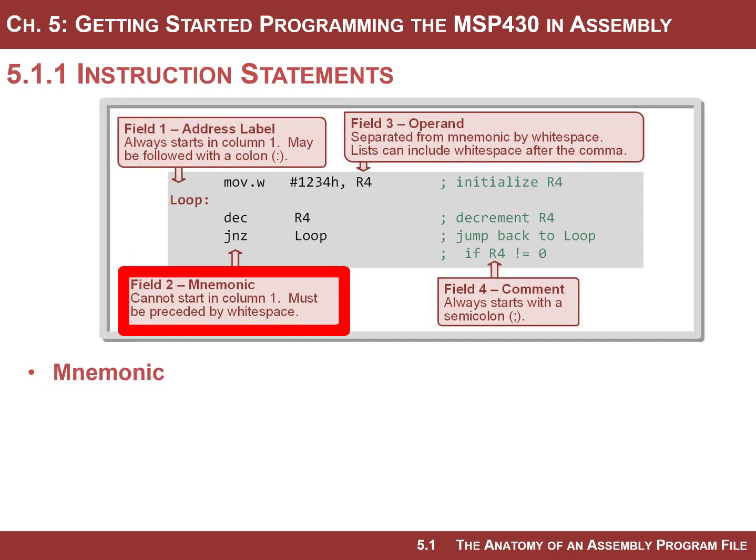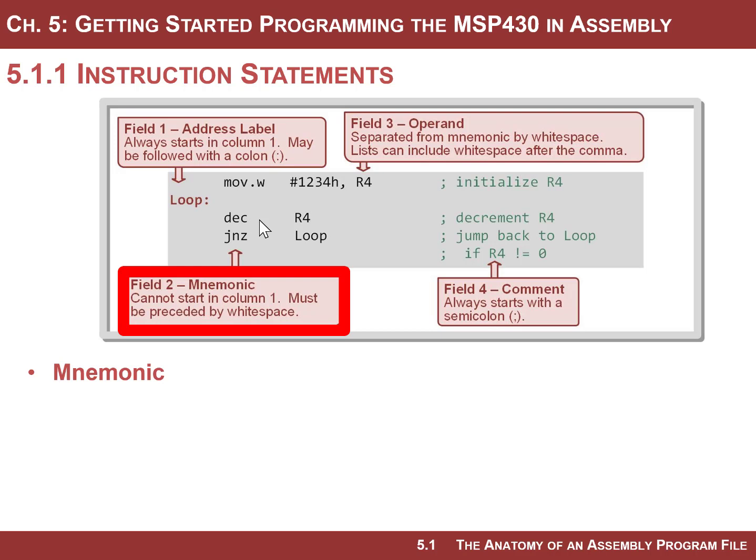The second field is the mnemonic, and the mnemonic is the word that describes the instruction. So a move instruction has a mnemonic of MOV. A decrement instruction has a mnemonic of DEC. Where do you find these mnemonics? Well, you can look in my book because I wrote them all down in there for you, but you can also go to the data sheet.